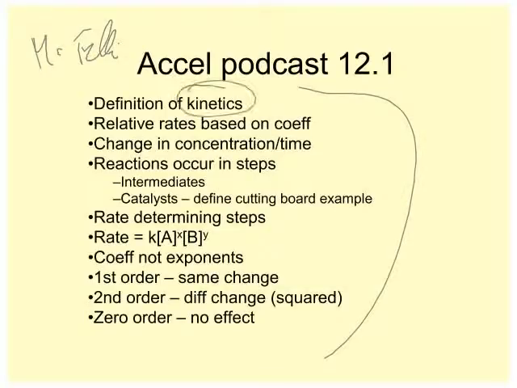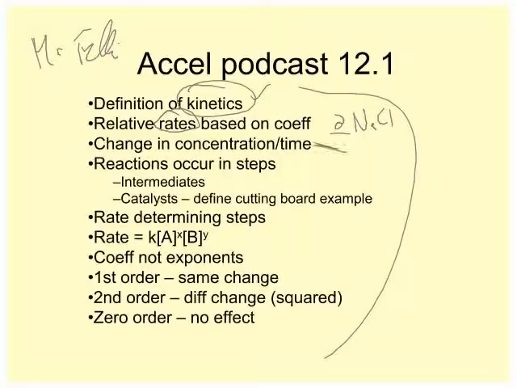This chapter is called kinetics, so I'm going to give you a definition of kinetics. Talk about relative rates, and kinetics really is kind of the rates of reaction. There's your definition. Based on coefficients. Remember, coefficients are the numbers in front of something. So if I had 2 NaCl, the 2 would be the coefficient.